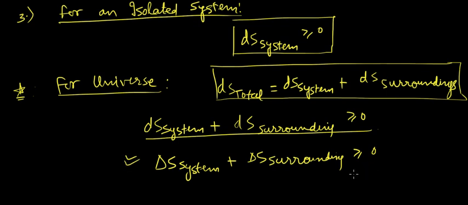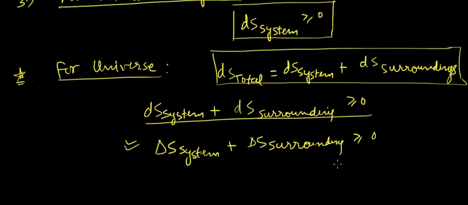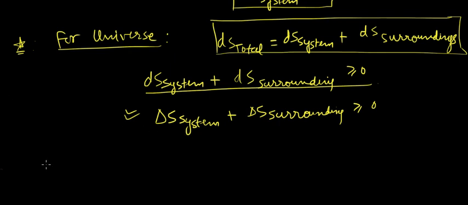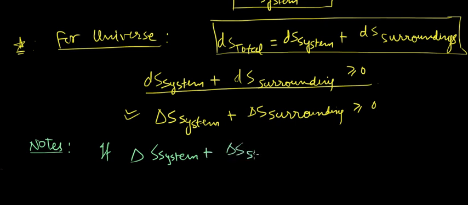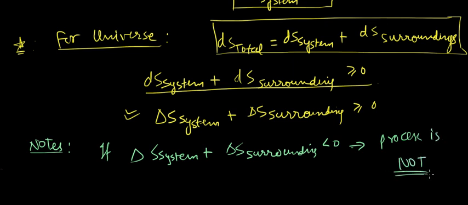So with this we come to the end of this lecture, but before ending it, let me write down some notes. If delta S system plus delta S surrounding is less than 0, then the process is not feasible.